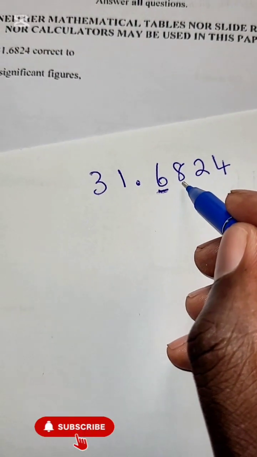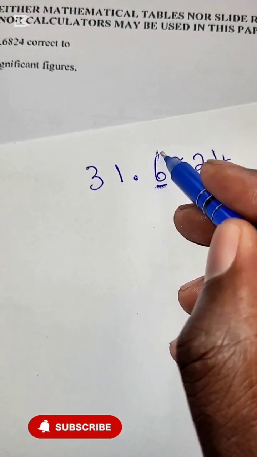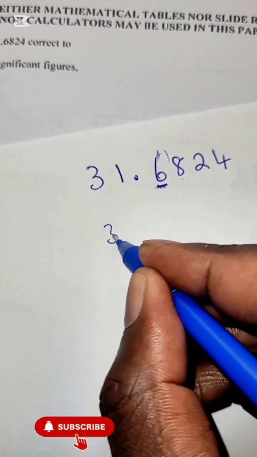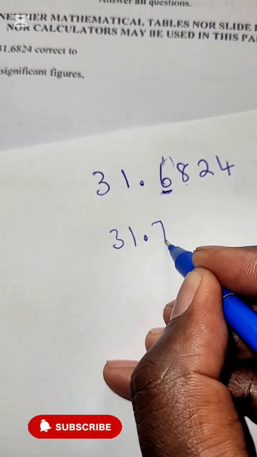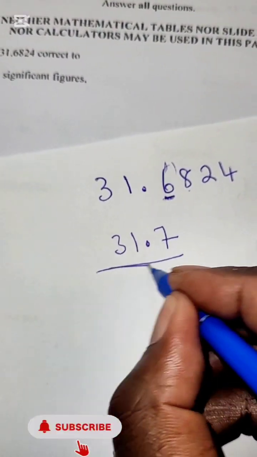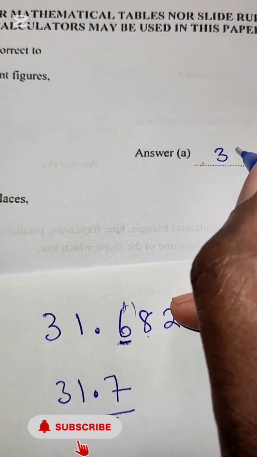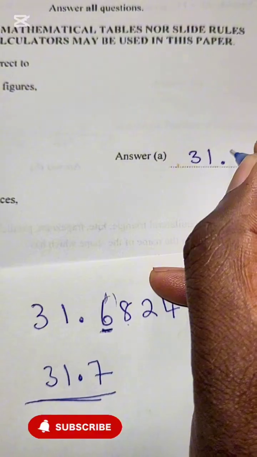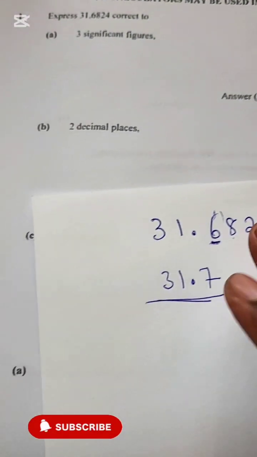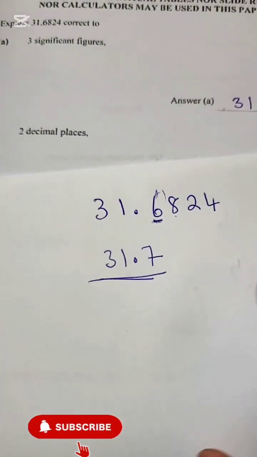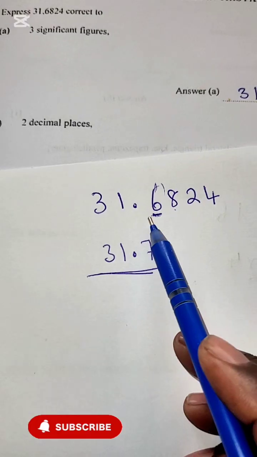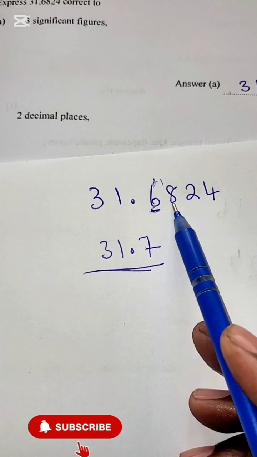So 8 is 5 and above, so we can add what? We can add 1 here. So we're left with what? 31, comma what? Comma 7. That will be our answer. So our answer will be 31,7. Okay, so to two decimal places after the comma, 1, 2.